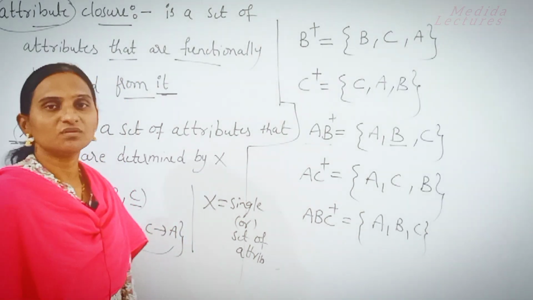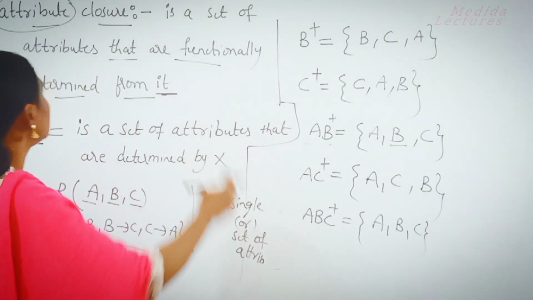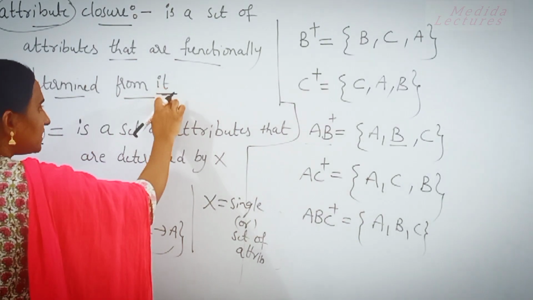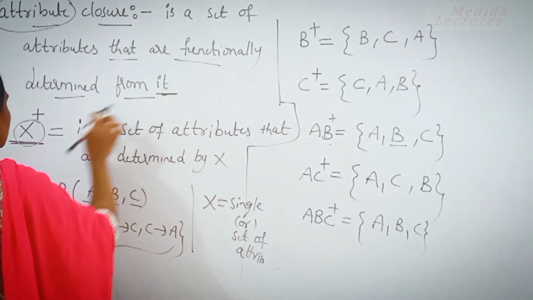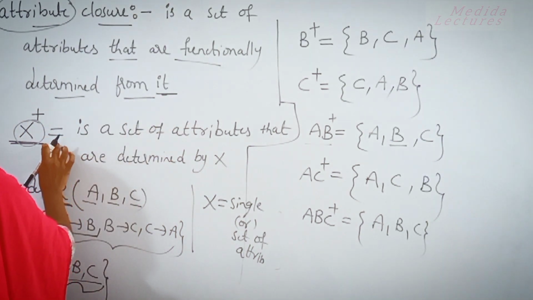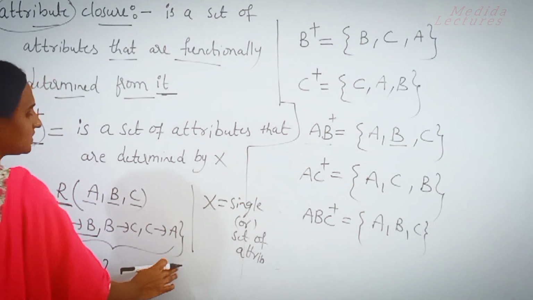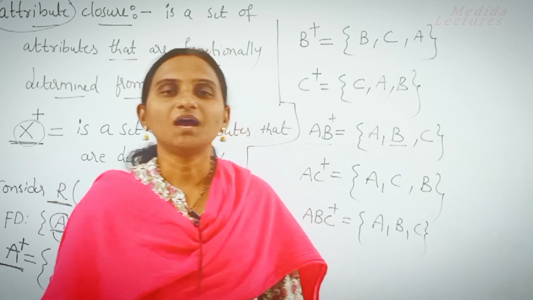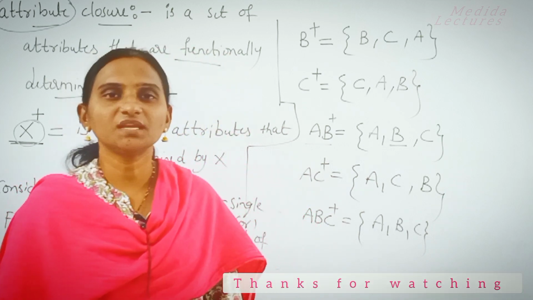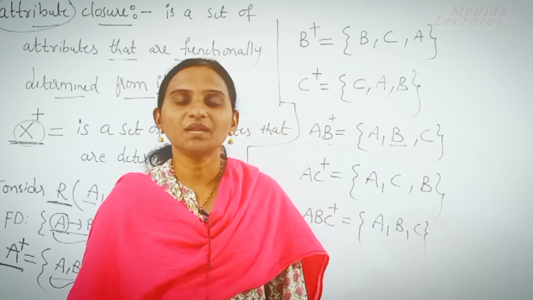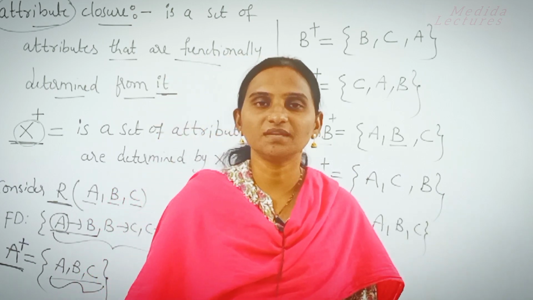So what is attribute closure? Attribute closure is a set of attributes that are functionally determined from that attribute. This is the notation of attribute closure, and this is the example of how to find out the attribute closure. In the next video, I will explain how to find out the number of super keys and the number of candidate keys from the given relation.